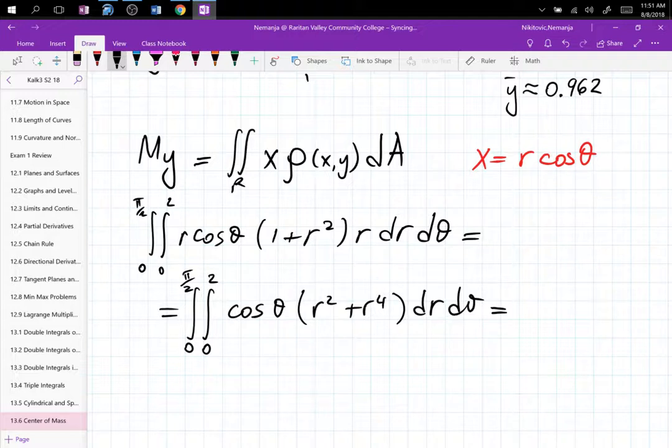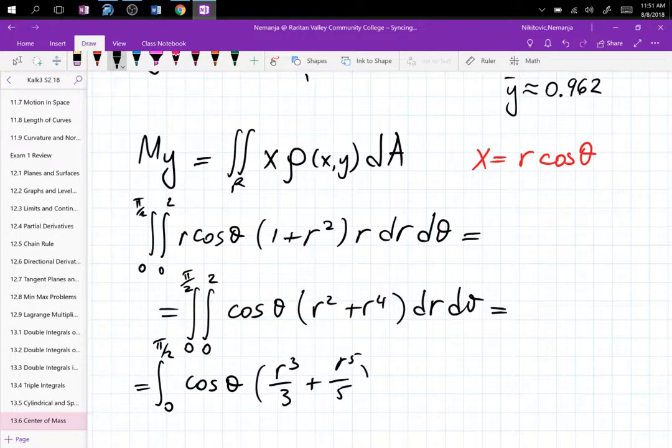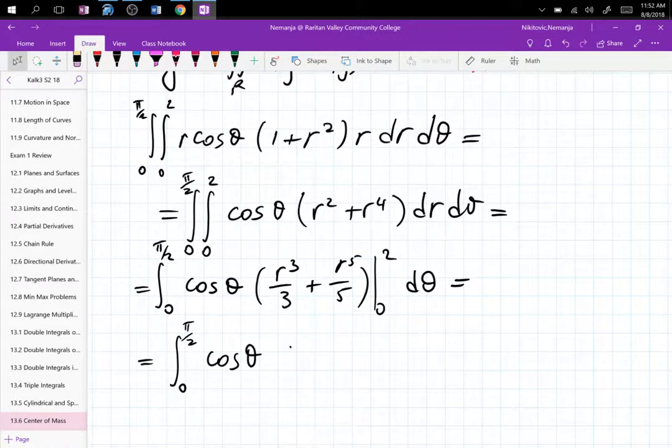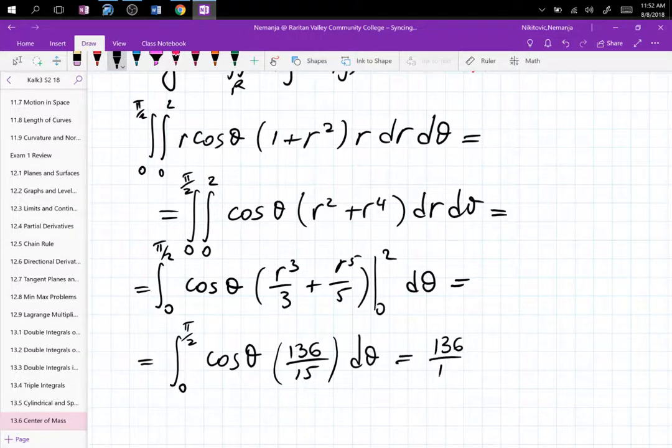And then we have our first integral. We're integrating in r, so cosine theta is constant. We have r cubed over 3 plus r to the 5 over 5 computed from 0 to 2, d theta. This r and this r make this one into r squared. Bueno? Yay. What happened to it? We multiplied it. That's the answer. So we have a cosine theta, and then this number was 136 over 15 over here. That stays the same, d theta, so 136 over 15.